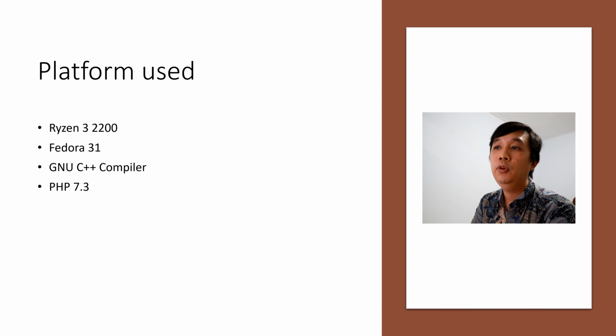Information of the platform used is Ryzen 3 2200. It's running Fedora 31 natively, not in a VM. The C compiler is GNU C, and the PHP version is PHP 7.3.